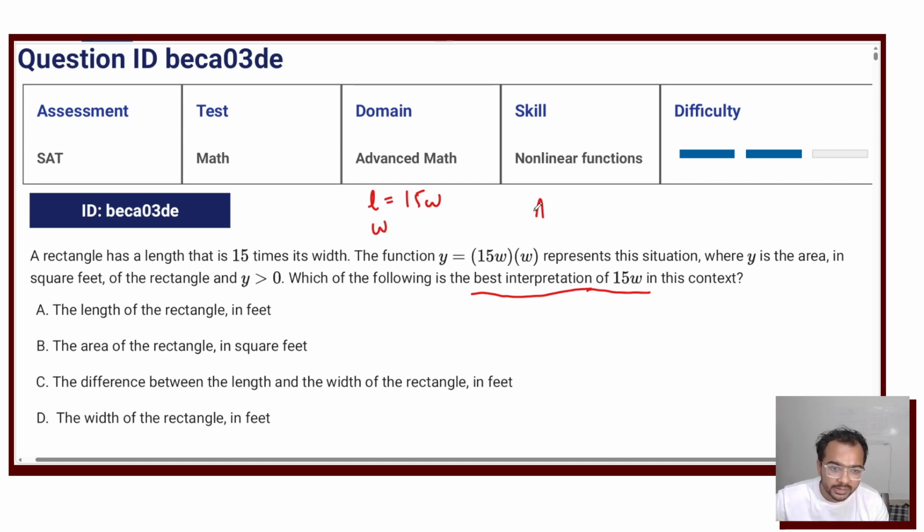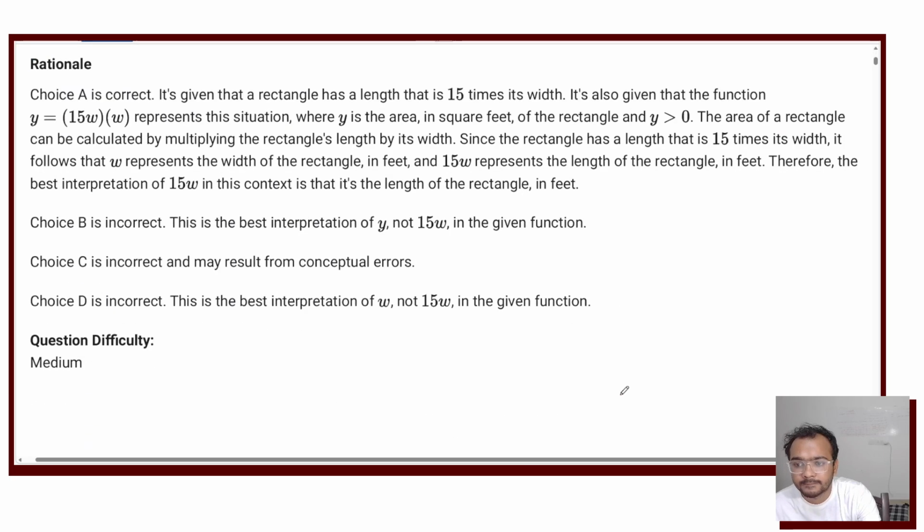So how do we find the area of a rectangle? Length times width. So here this 15w is representing the length, and this is the width. So let's read the options. The length of the rectangle. Yeah, so the first option will be correct. We don't have to read the other ones. So this is one very simple question which hardly takes 10 seconds to figure out. Let's move to the next question.